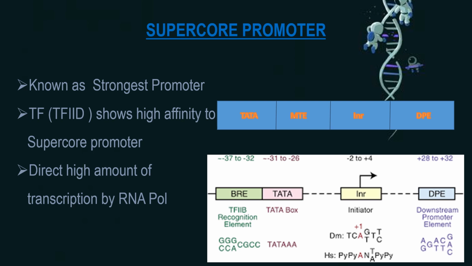Then we are discussing the concept of supercore promoter. It is known as the strongest promoter. This supercore promoter consists of a TATA box, motif 10 element, initiator and downstream promoter element. The transcription factor, that is transcription factor 2D, shows high affinity to this supercore promoter. This directs a high amount of transcription by the enzyme RNA polymerase 2. It is observed in metazoans.